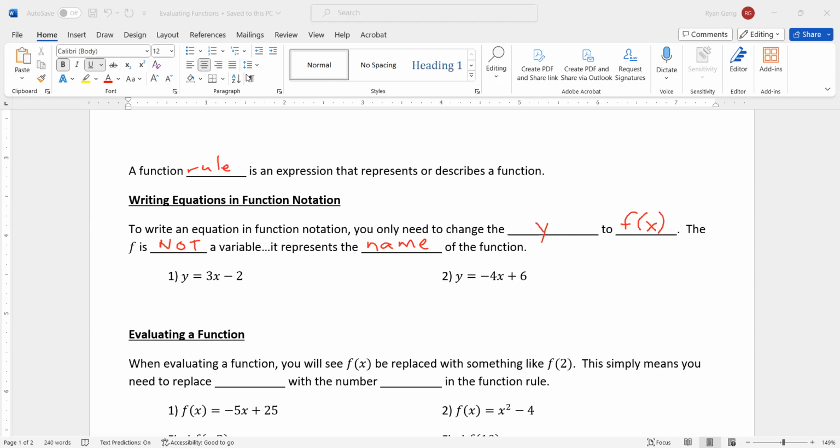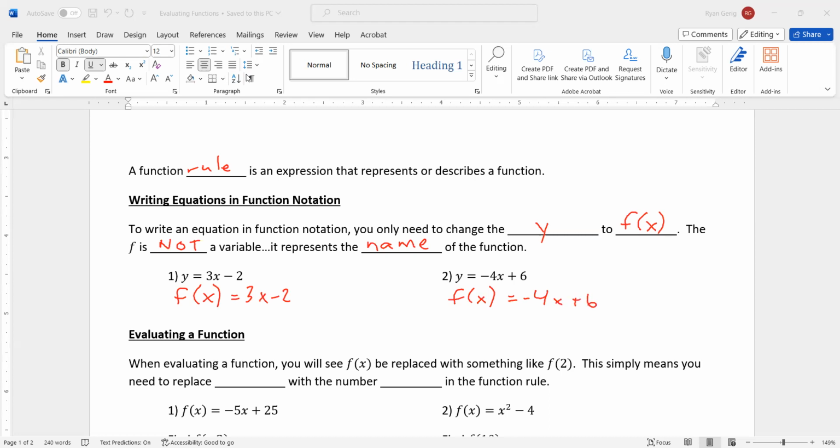So if I'm going to write this equation in number 1, y equals 3x minus 2, in function notation, all I'm going to do is replace the y with f of x. So I have f of x equals 3x minus 2. And for the second one, it's as simple as f of x equals negative 4x plus 6. That's it.